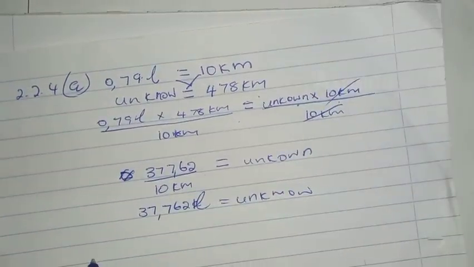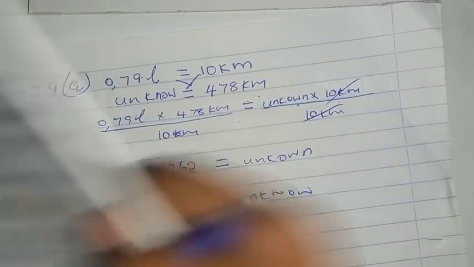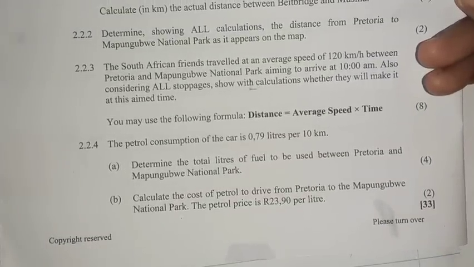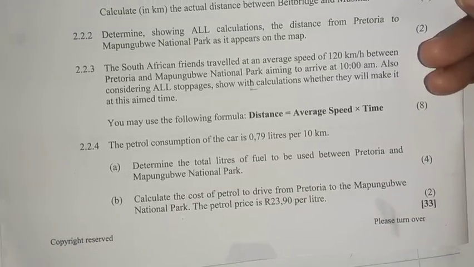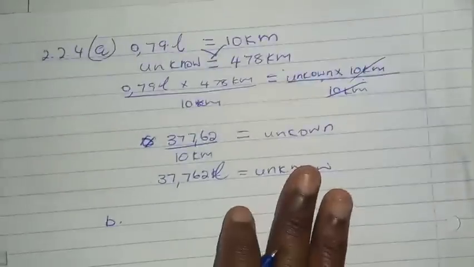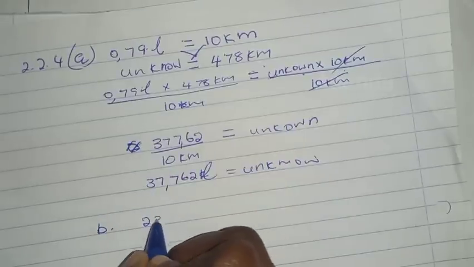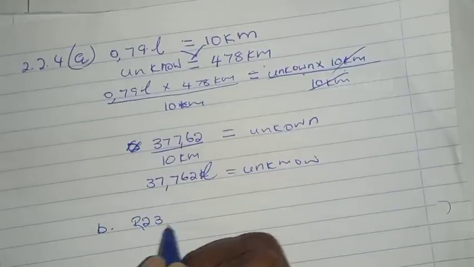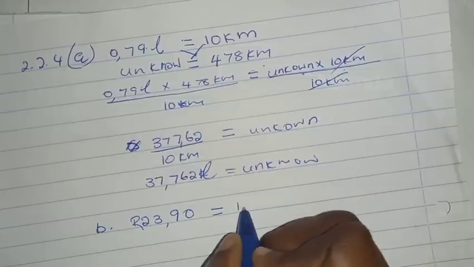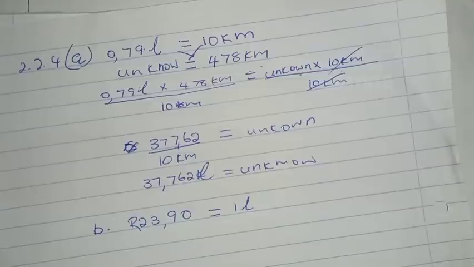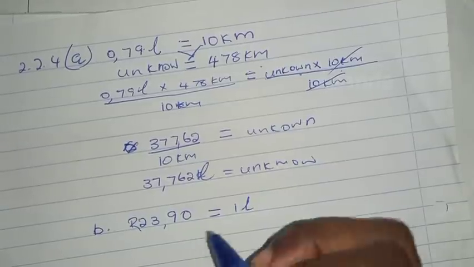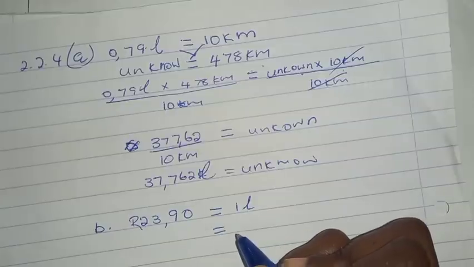So B, calculate the cost of petrol to drive from Pretoria to Mapungubwe National Park. The petrol price is 23.90 per liter. Okay, now we are given 23.90 per liter, which means for 1 liter I will pay 23.90. So if I have 23.90, I'm getting how much? 1 liter.